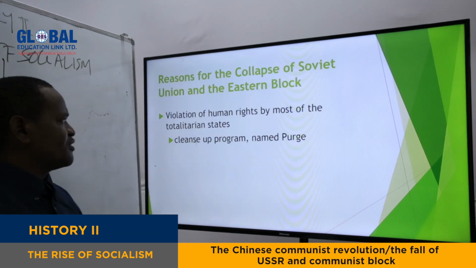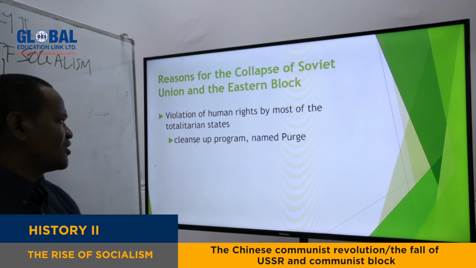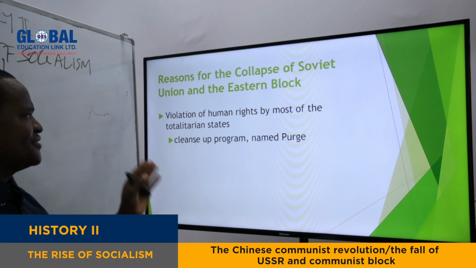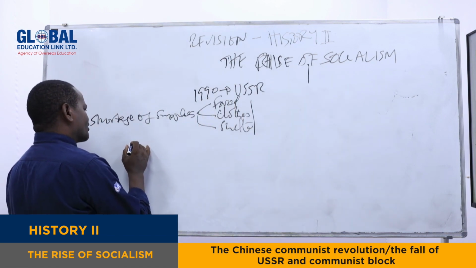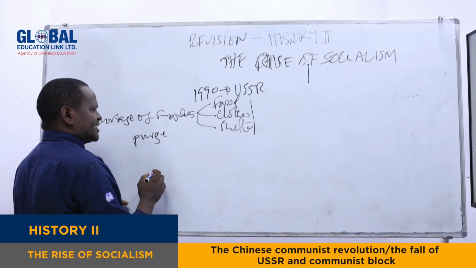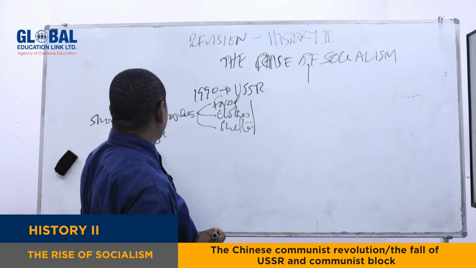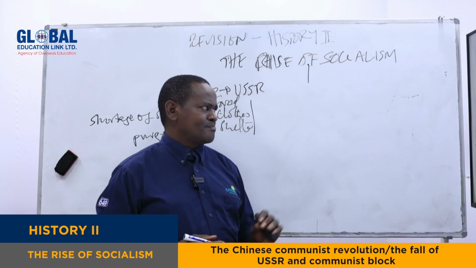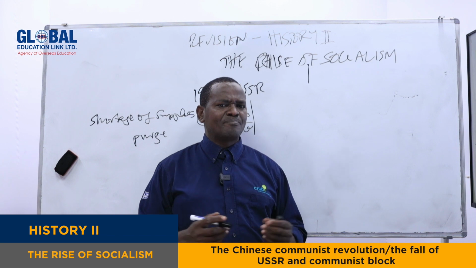Another point is violation of human rights by the most of the authoritarian states. People in these countries, their rights were violated. For instance, earlier during the time of Joseph Stalin, he issued what was called the purge. Purge, it means cleansing, killing people who were opposing him, and this purge killed a lot of people in USSR.